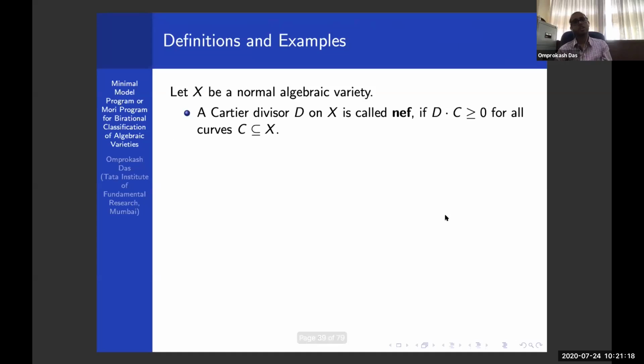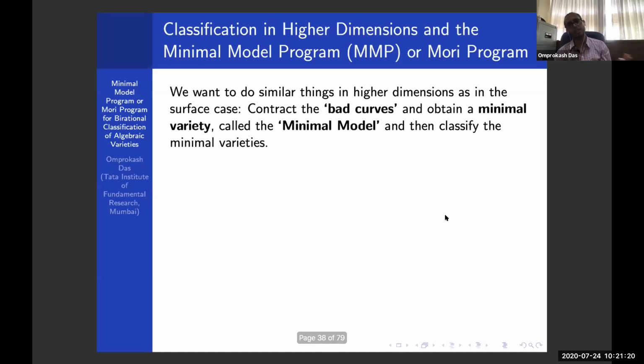So before I can say anything about higher dimensions, which is the heart of this talk, we have to go through some definitions first.